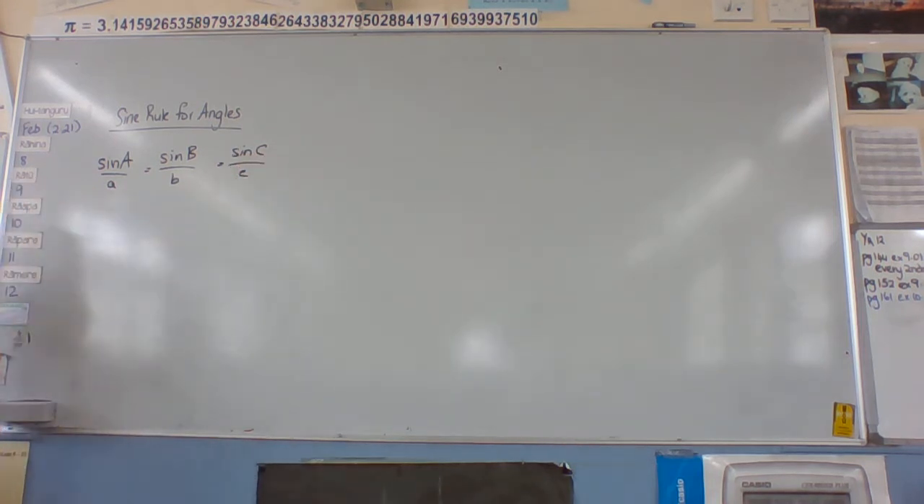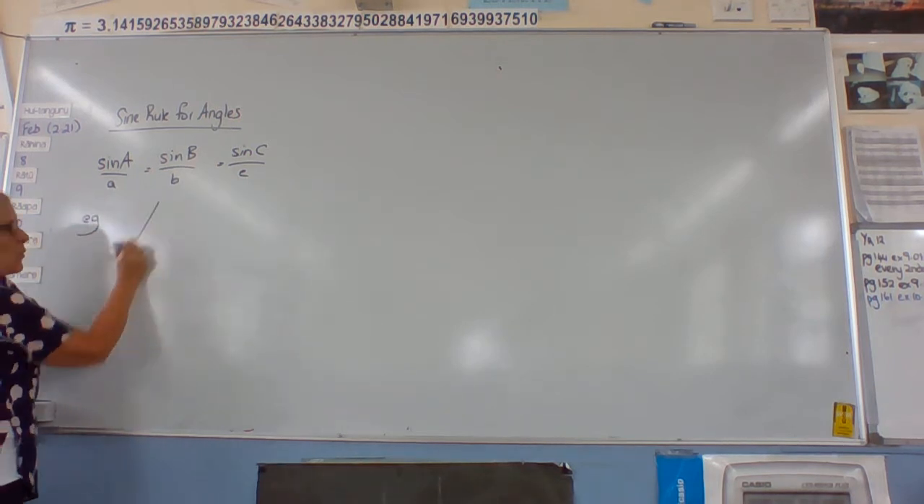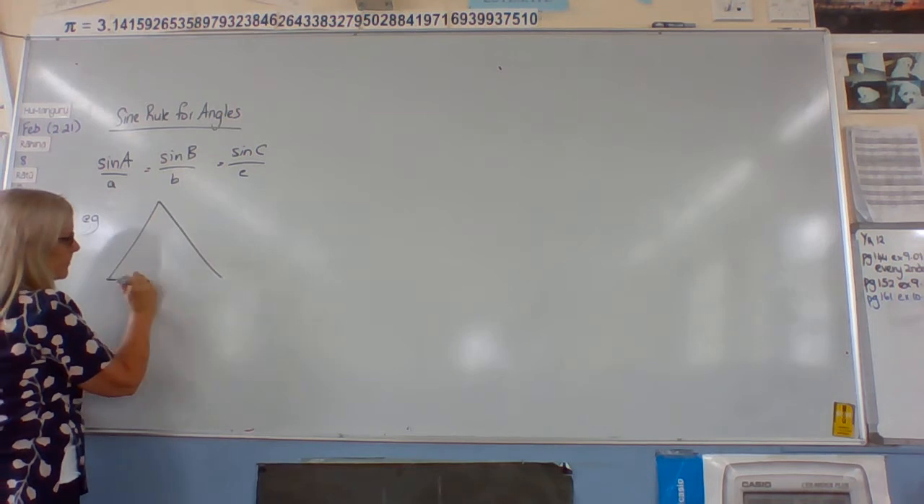So ultimately, whatever we're trying to find is on the top. If we were trying to find a side, then the little a would be on the top. If we're trying to find an angle, then the big A, B and C will be on the top with the sine. Apart from that, it pretty much follows the same pattern. So when we get our question, we draw our question.